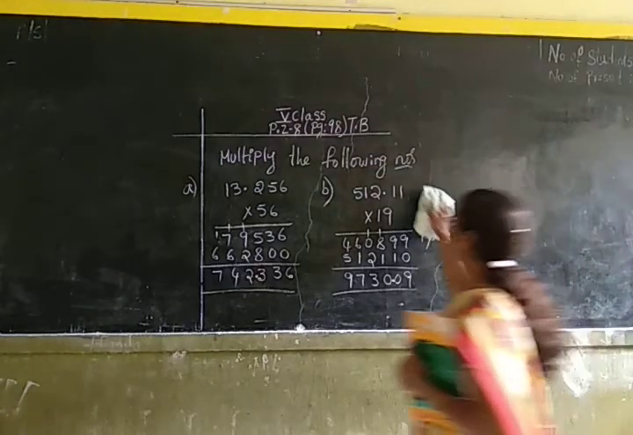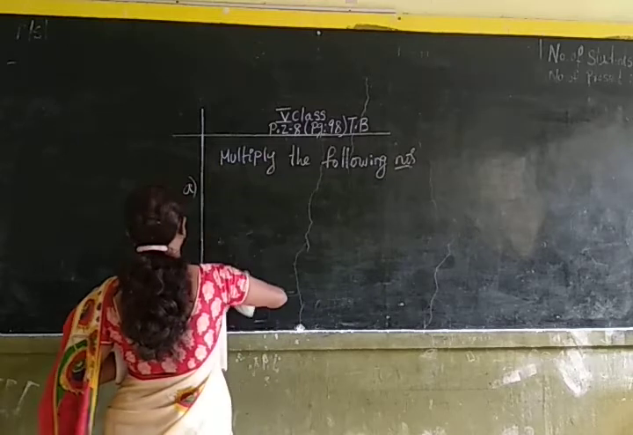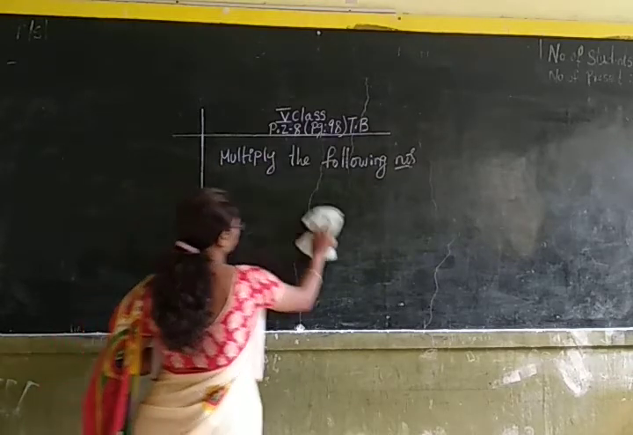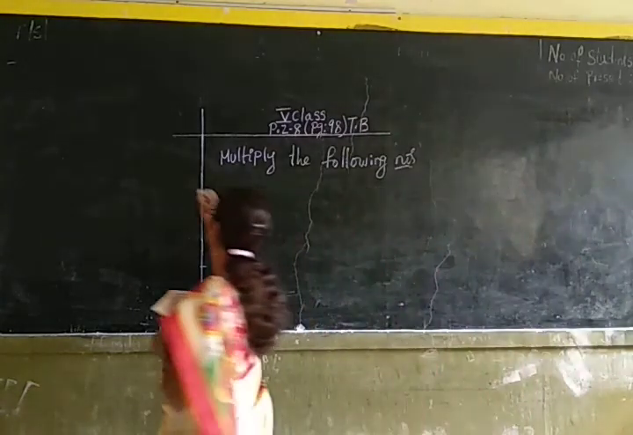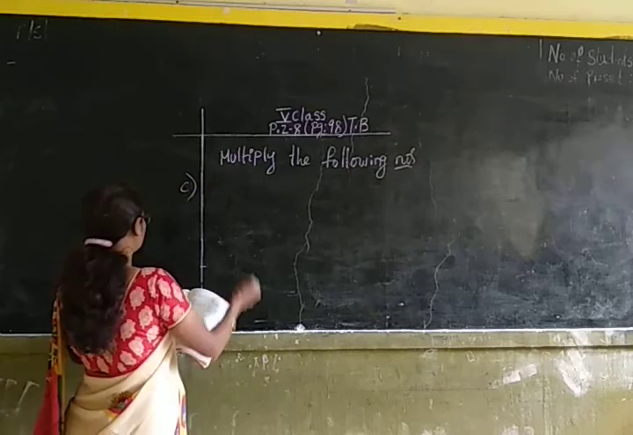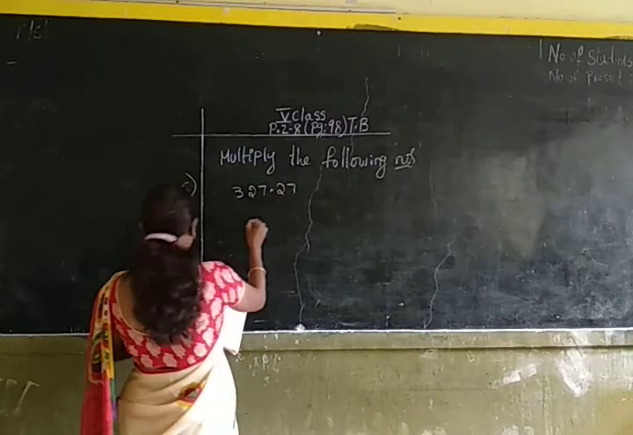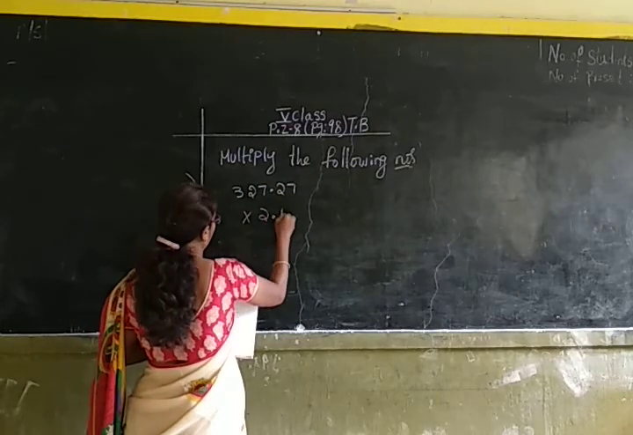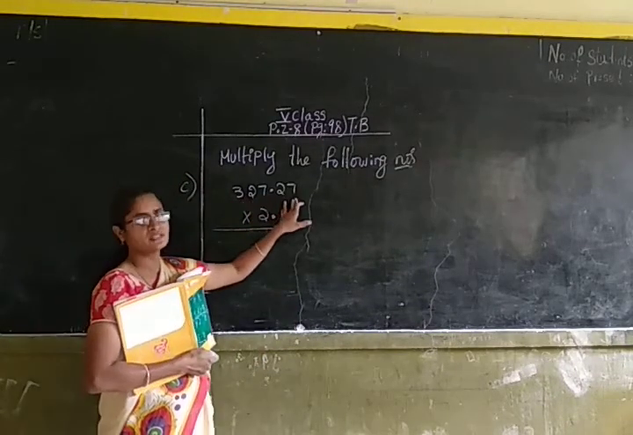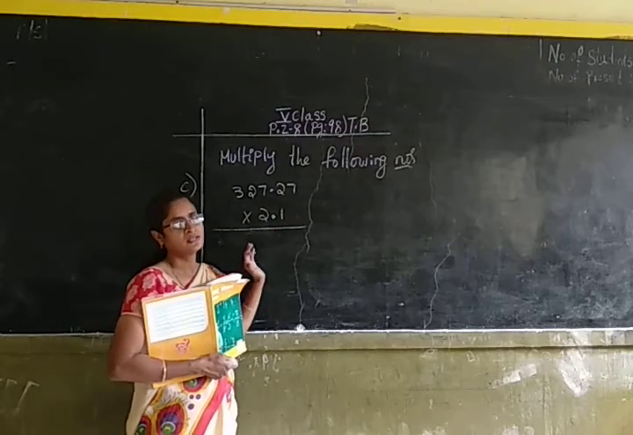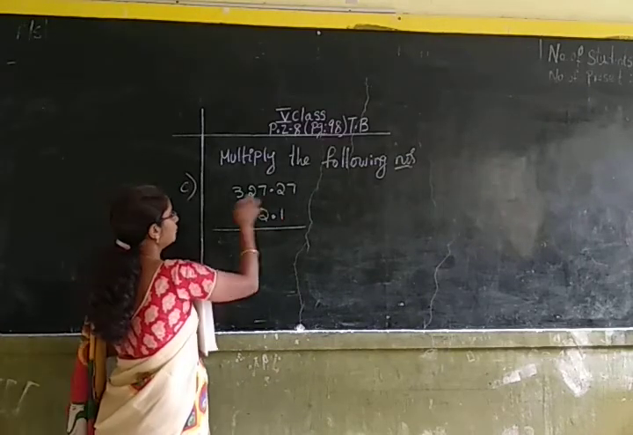Now let us do the C sum. Here we have to multiply a decimal number with a decimal number. 327.27 is the decimal number and 2.1 is the decimal number. First we have to ignore the decimal point and do the multiplication. Let us multiply the whole number with 1.